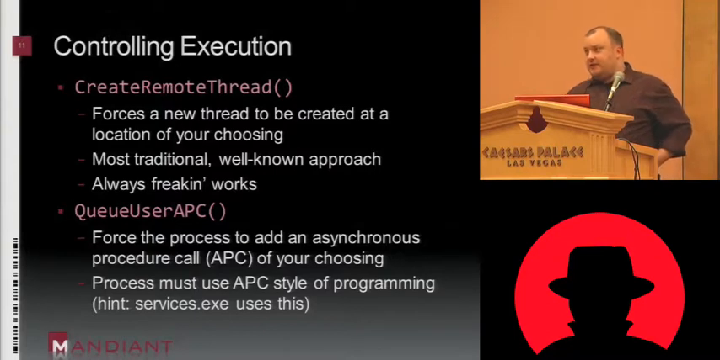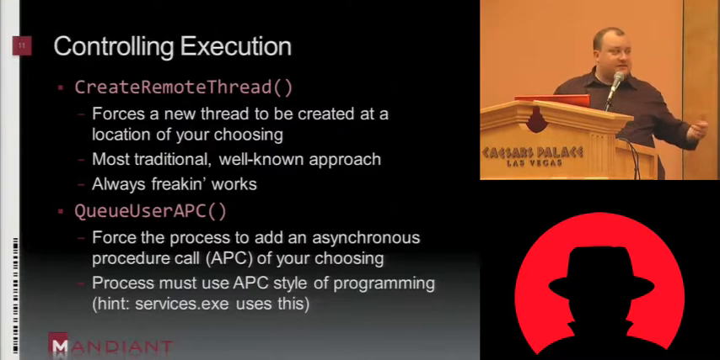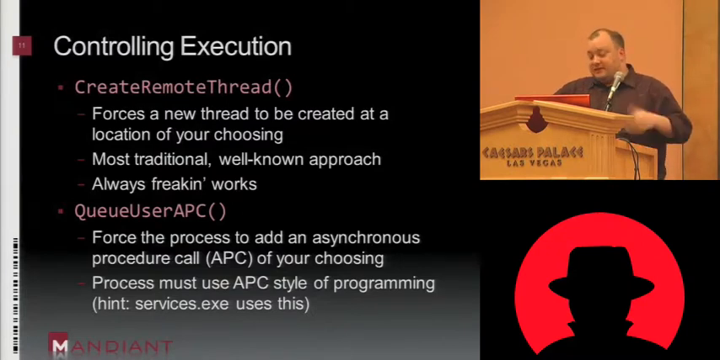There's some key processes that do use APC. For example, services.exe uses asynchronous procedure calls. So you can use QueueUserAPC to force services.exe to execute something of your choosing. So it's pretty effective in that case. It wouldn't be effective against, say, netcat. You couldn't QueueUserAPC against netcat. It doesn't use APC. It doesn't make those function calls, so it's never going to process an APC function that's added to its queue.